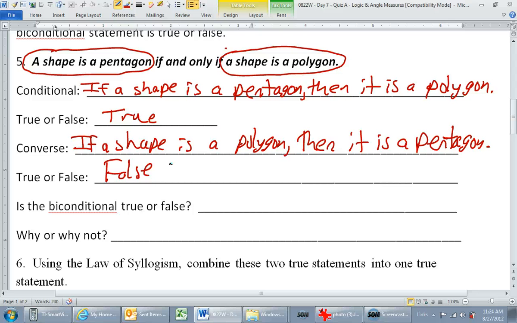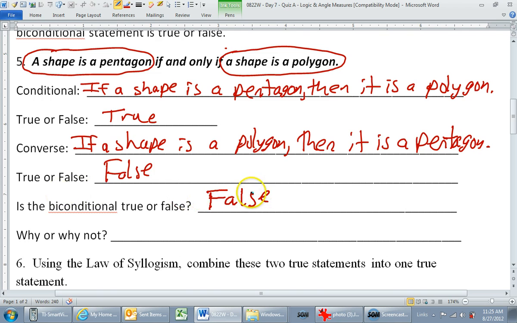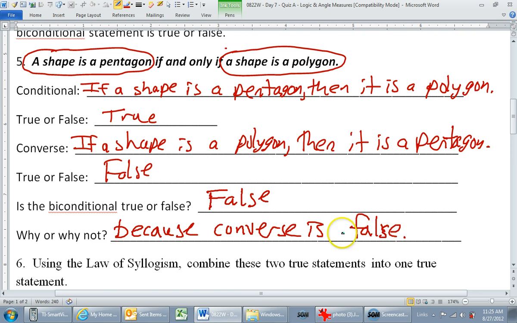Haven, how do I know if the biconditional is true or false in general? What does it take for a biconditional to be true? Two things have to be true: the converse and the conditional, the original statement. Both things have to be true. If one of those is false, it is false. So we would say the biconditional is false. Why? Because the converse is false. Okay?